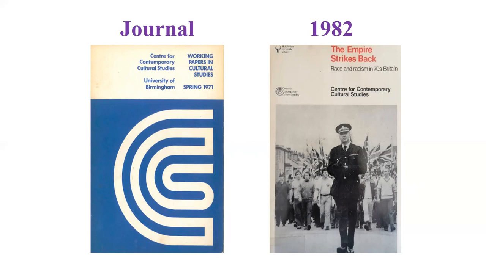So here is a famous volume, The Empire Strikes Back: Race and Racism in 70s Britain. It was published by the center, containing some of the earlier articles published in the journal. It was published in 1982, one of the significant collections of essays by this center.